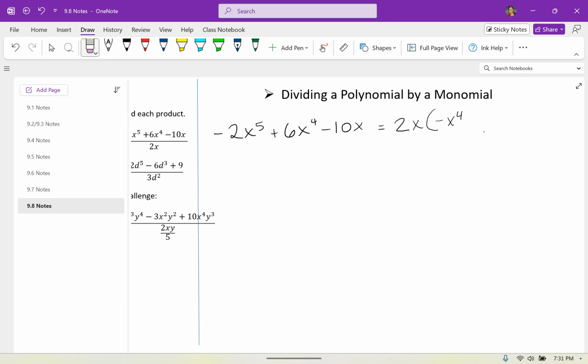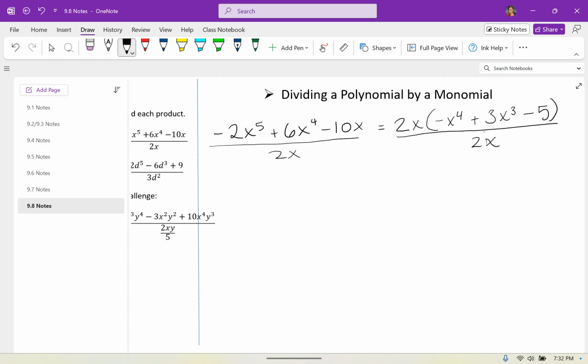Okay, so 2x times negative x to the fourth plus, okay, what's 6 divided by 2 is 3, and x to the fourth divided by x is x cubed, right? So is 2x times 3x cubed 6x to the fourth? Yes. Okay, how about negative 10x? If we factor out a 2x, we're left with negative 5. Okay, so that is the factored form of the numerator, and don't forget it is over 2x.